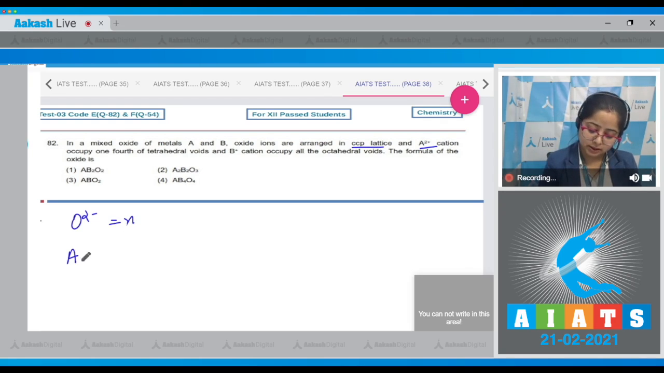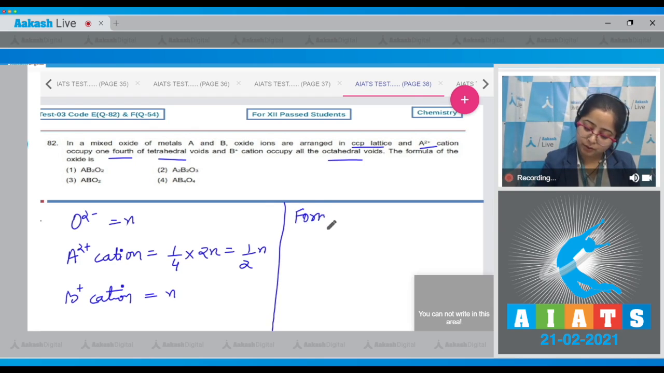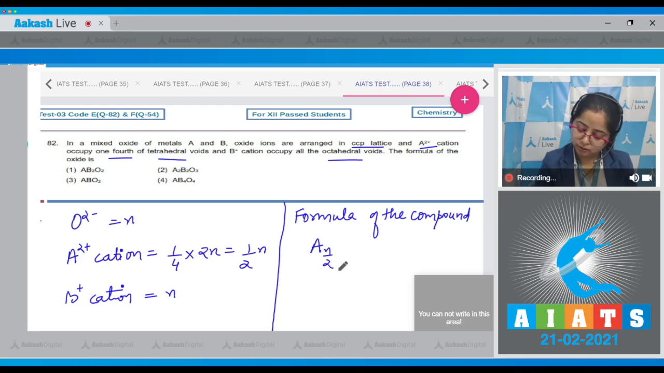Here the number of oxide ions O2- is equals to n. The A2+ cations occupy 1/4 of the tetrahedral voids. So 1/4 of tetrahedral voids, which is 2n, so n by 2. And B+ cation occupy all the octahedral voids, which is equals to n. So formula of the compound is equals to A n/2 B n O n, which is equals to A B2 O2. That means the correct answer for this question is option number 1.